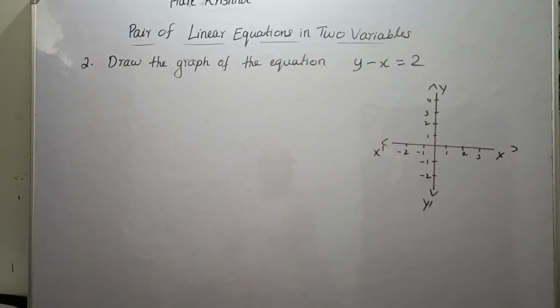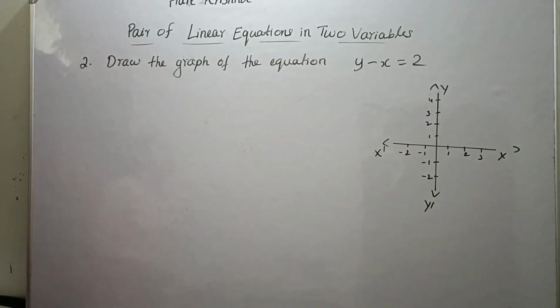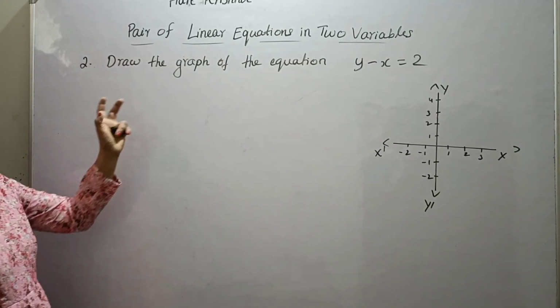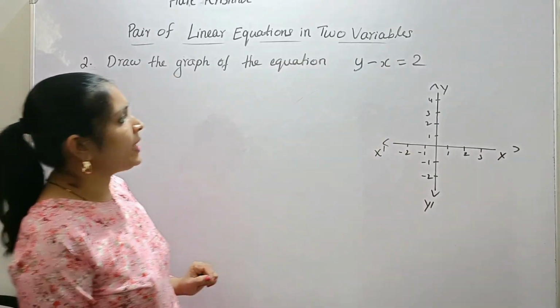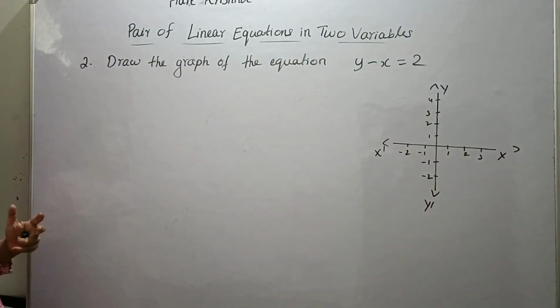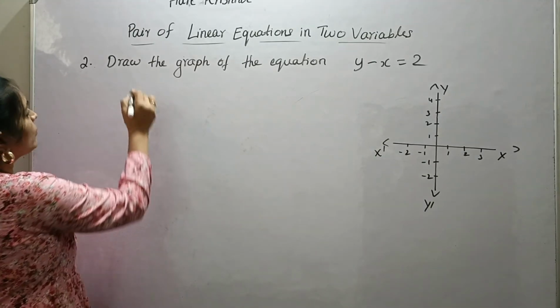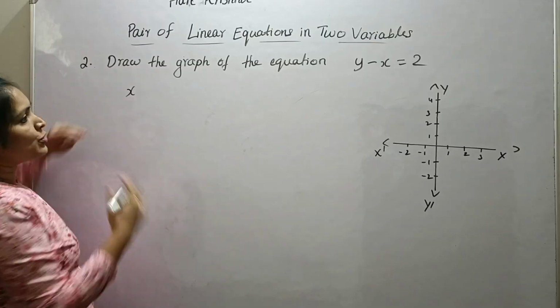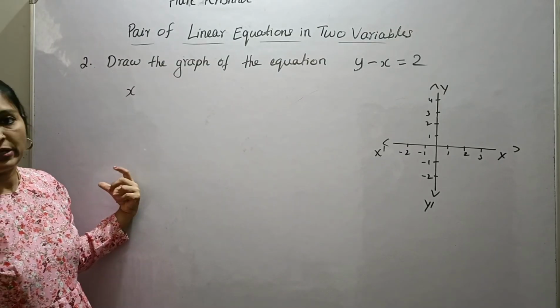Look at the next example. Draw the graph of the linear equation y minus x is equal to 2. Linear equation in two variables. So here we have to draw the graph. For that we have to plot the points, right? So let's take values of x and y. We will substitute different values of x and find the corresponding y values.